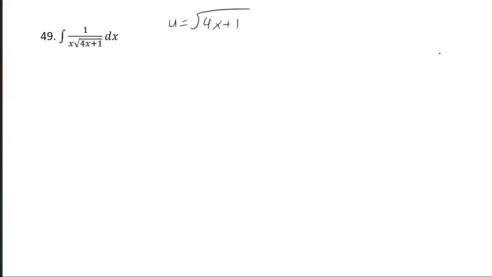There's probably multiple ways you can go about this, but I'm going with my gut. So let's let u be the square root term. So then u squared is 4x plus 1. And 2u du is 4 dx, which means u du is 2 dx, or dx is half u du.